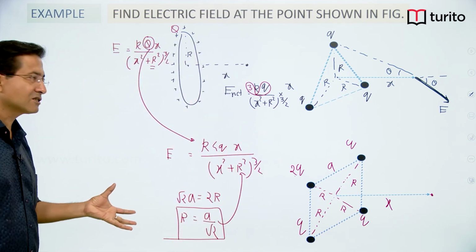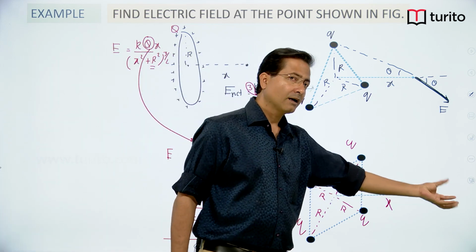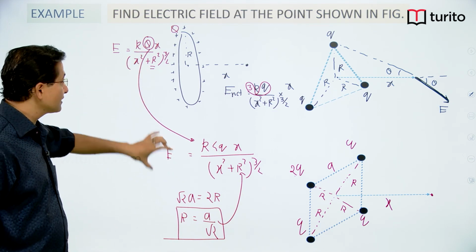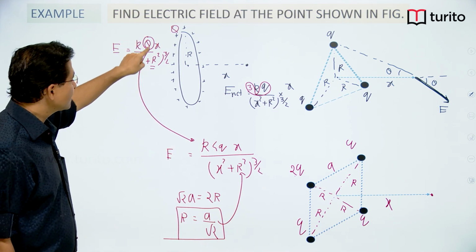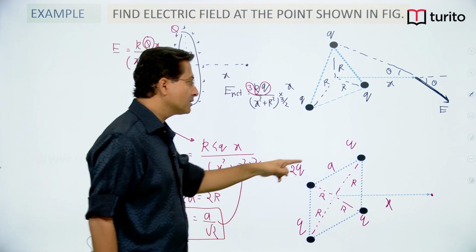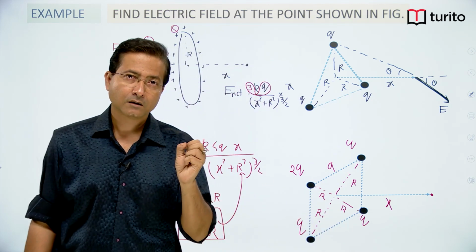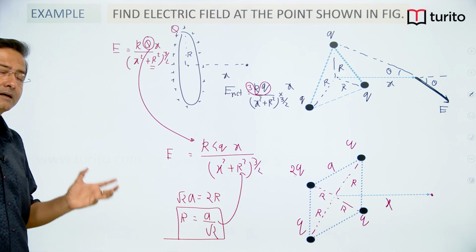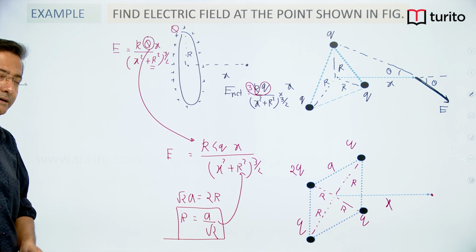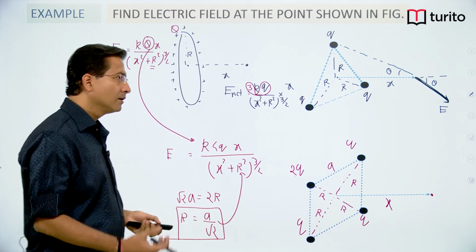So, for a symmetric distribution, straight away we can say that the field will be along the x axis, and the magnitude of field is given by this expression, where this represents the total charge and this r is the distance of point charges from the center of the square, triangle, pentagon, hexagon, octagon, any symmetric distribution, right. So, I hope this point is also clear. Let us move to the next one.